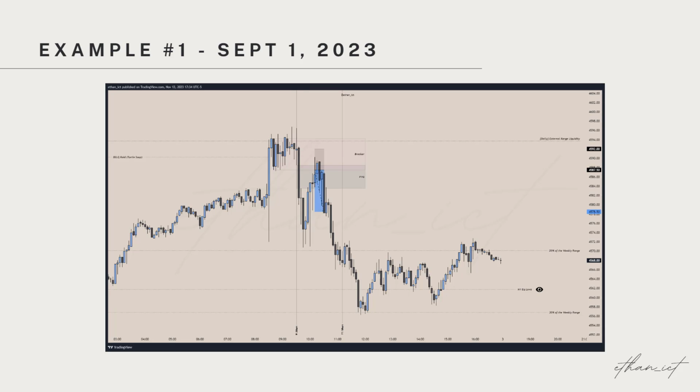My entry was where the breaker overlaps with the fair value gap, which would be right here, where you can see the pink box is the breaker and the gray box is the fair value gap, and where the breaker overlaps with the fair value gap, that was my entry right here.